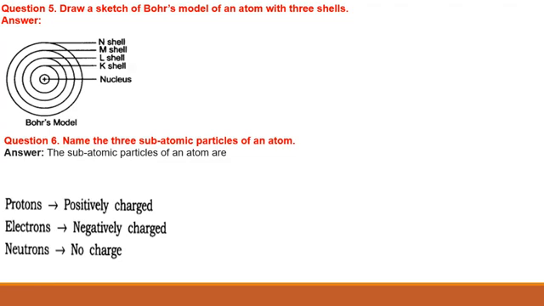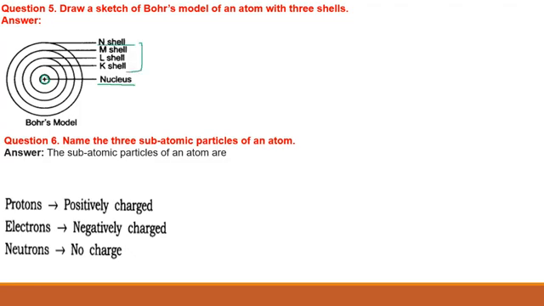So here we can see, in the center there is a nucleus, and then afterwards we have shells, 3 shells. Here they have given 4 shells. It's okay, even if you draw 3 shells is okay, even if you draw 4 shells is okay, but 3 has to be there.